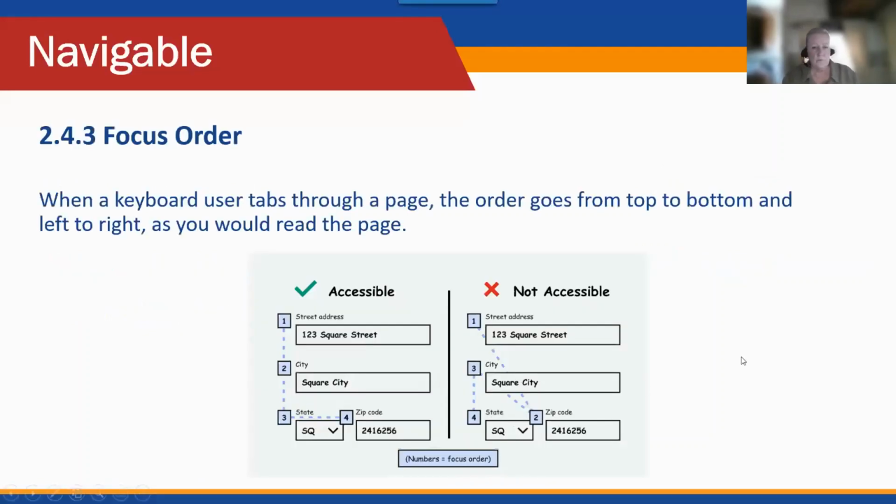Also, if you're doing forms, your forms have to be navigable in the correct focus order. Here's an example. If you have an accessible form on the left, you'll see that the street address is available first through the keyboard, through the tab key, then second the city, state, zip. That makes sense. But what's not accessible, if you see on the right there, I'm tabbing through and I see the street address appears first, then it goes to zip code, then city, then state. That doesn't make any sense to the user. So you want to make sure that everything is in the correct order.